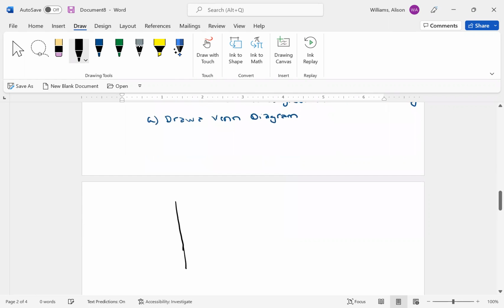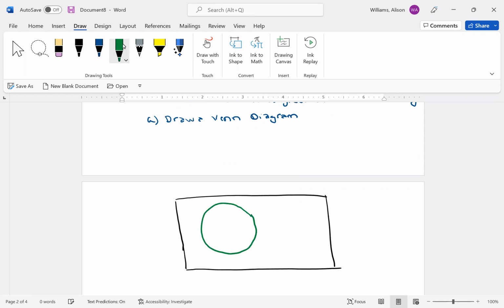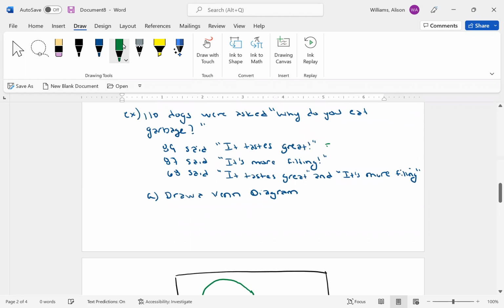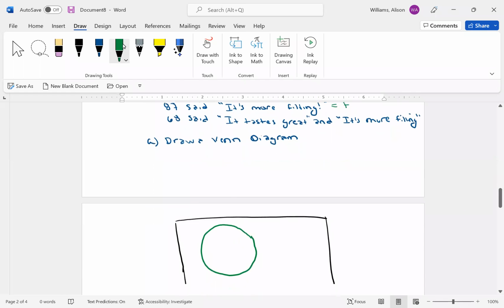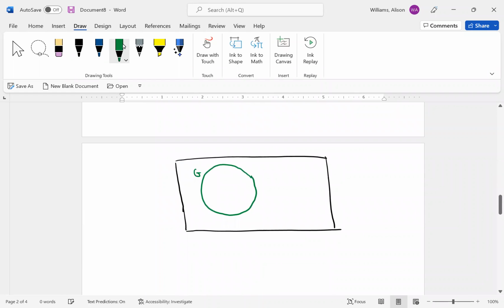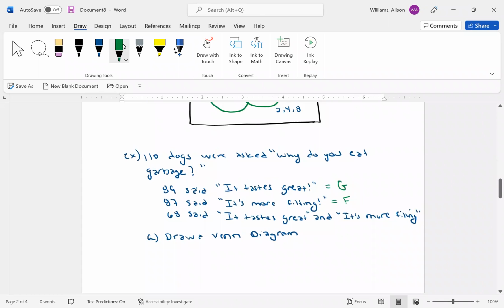I'm gonna go ahead and draw my Venn diagram right here. Okay, so one set of responses that it tastes great. Let's go ahead and call that G for great. And then more filling, that'll be F for filling. Okay, so this will be G, and then this will be F. Notice I'm going to draw it where they have overlap. And the reason is there were dogs that both thought it tastes great and was more filling.